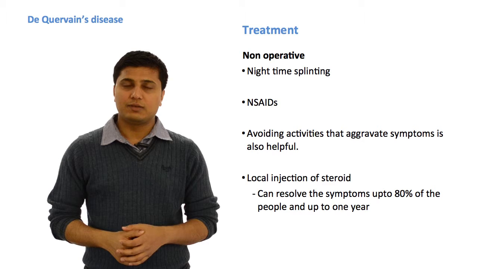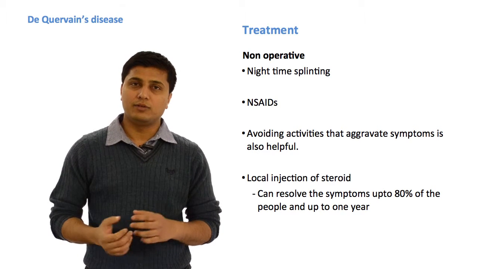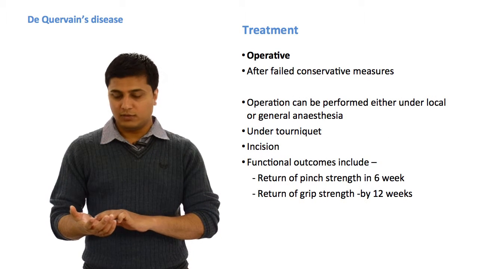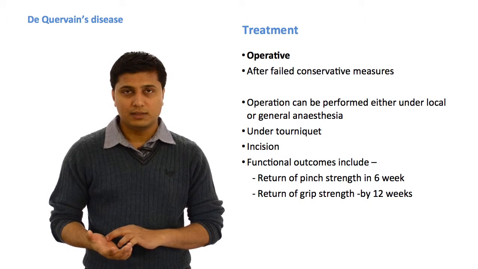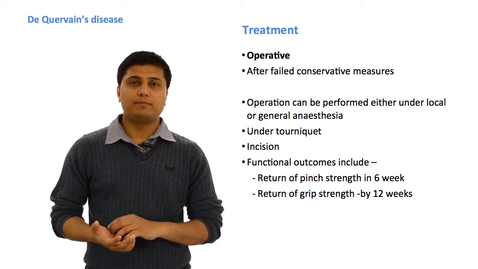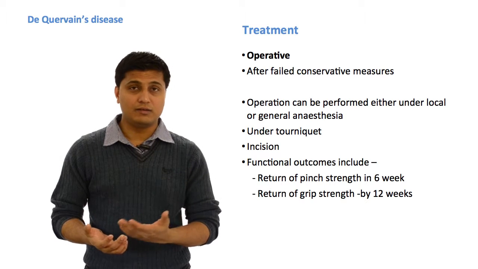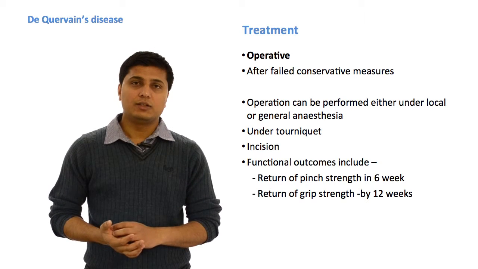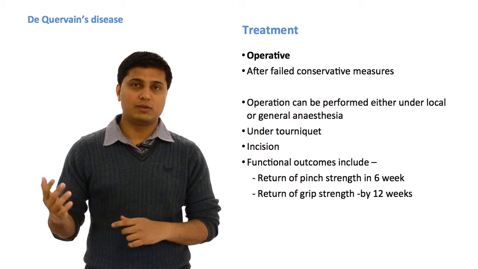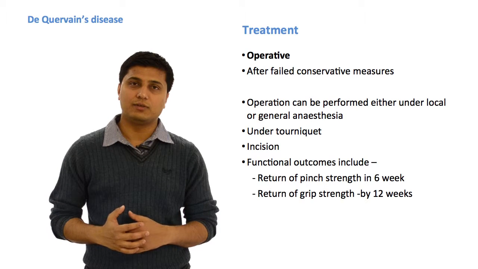Once the conservative measures have failed to resolve symptoms for a long period, then we need to look for operative options. This is called a release of the carpal tunnel. It can be done either by open or arthroscopic method. Generally, it's done under tourniquet. It can be done under local or general anesthesia. The incision of the carpal tunnel is very important, so let's look into the landmarks which define the incision of the carpal tunnel.